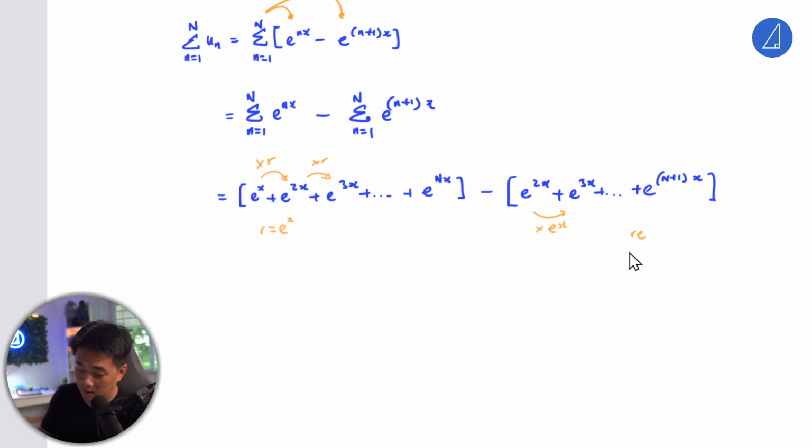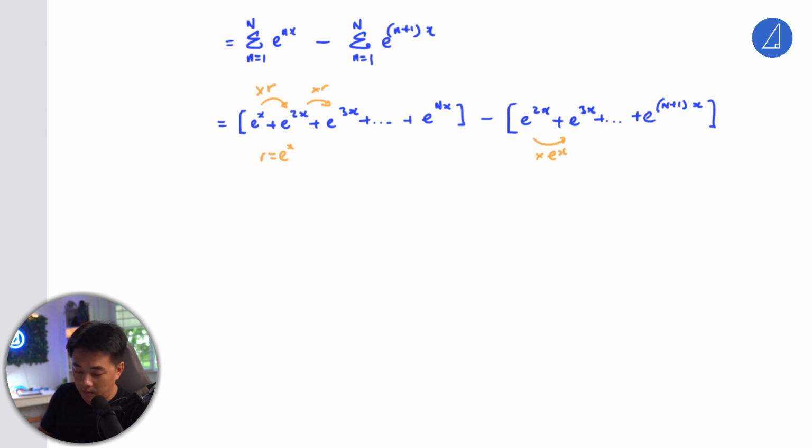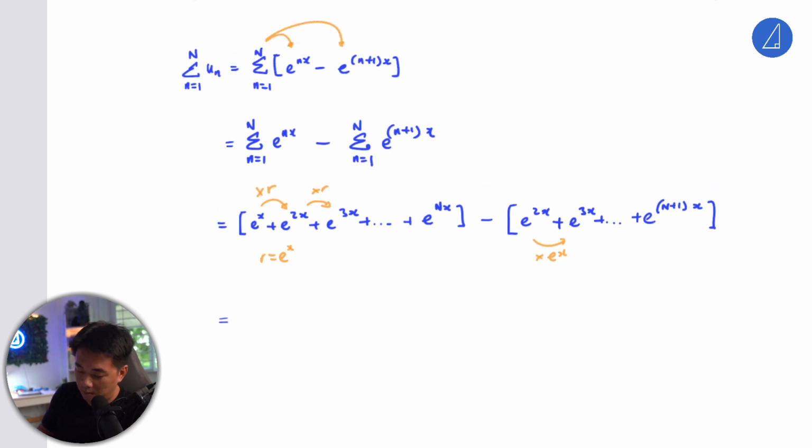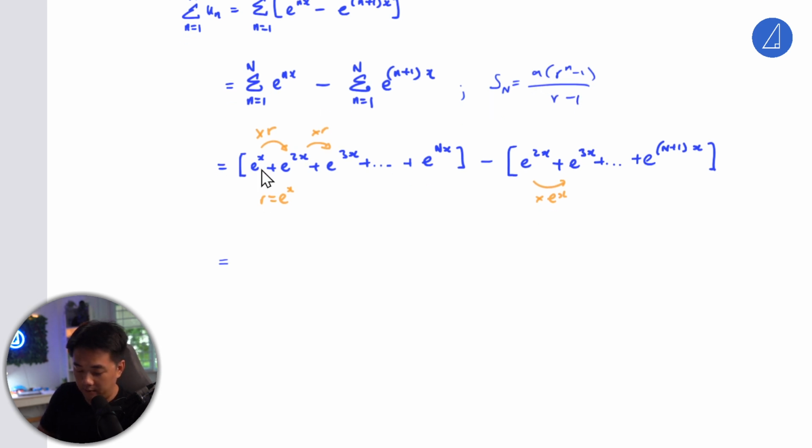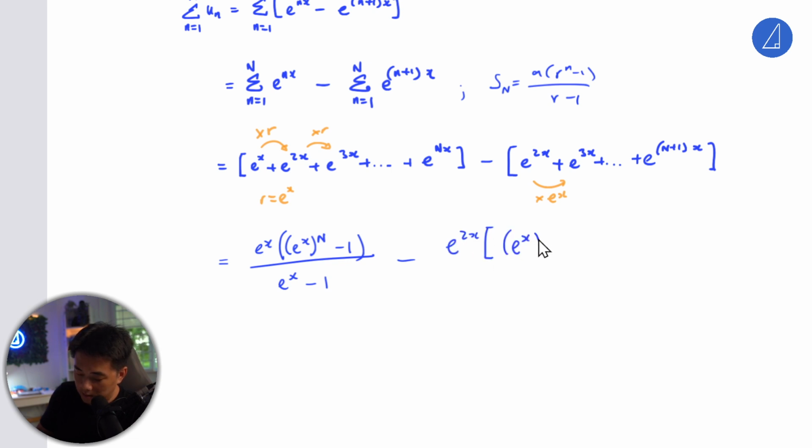So you can just use the GP formula. It's a GP. The first term here is e^x, and for this one the first term is e^(2x). Remember, the sum of n terms is a(r^n minus 1) over (r minus 1). In this case, the a for the first GP will be e^x, so e^x times (e^x to the power N minus 1) over (e^x minus 1), minus e^(2x) times (e^x to the power N minus 1) over (e^x minus 1).